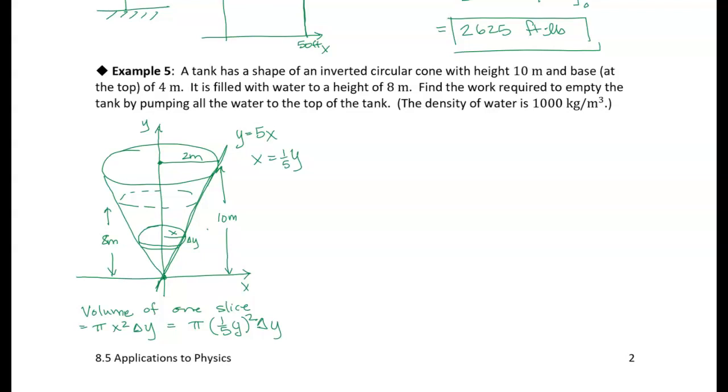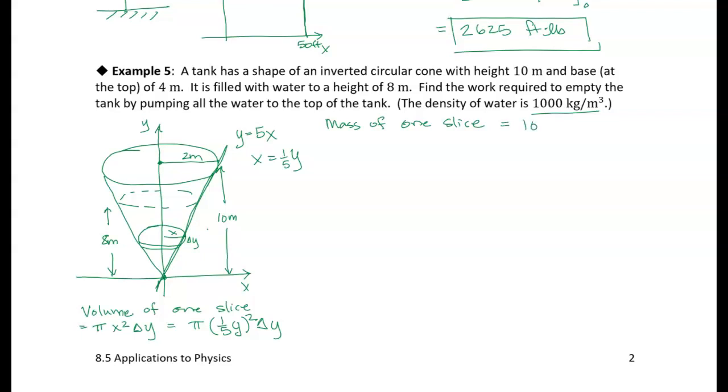And then if I want the mass of one slice, let me write that up here. So the mass of one slice is just going to be, it says here that the density of water is 1,000 kilograms per cubic meter. So we can take that times the volume in order to get the mass of one slice.